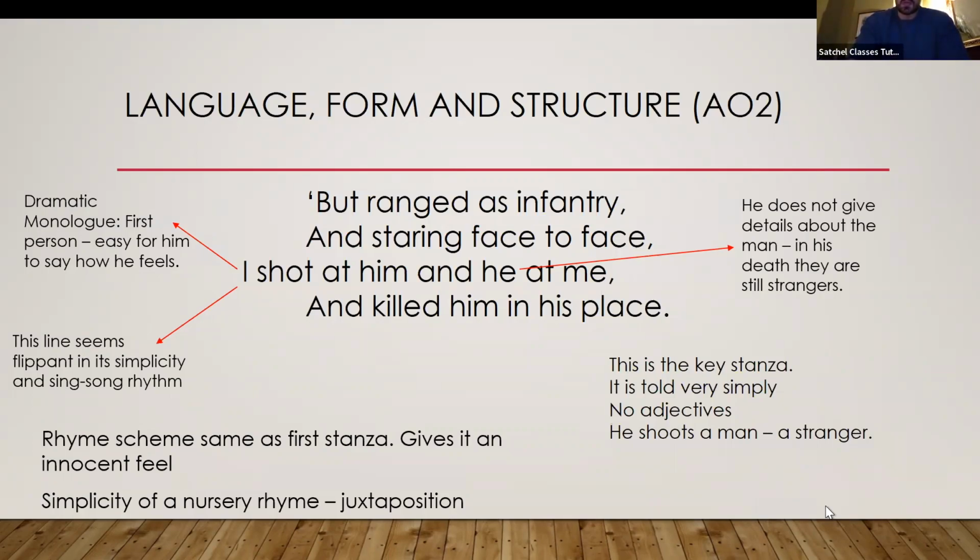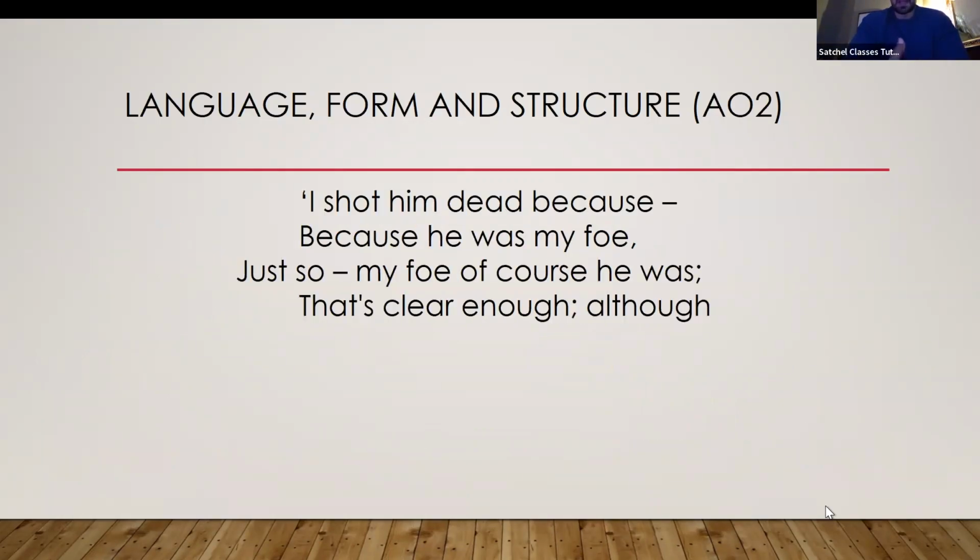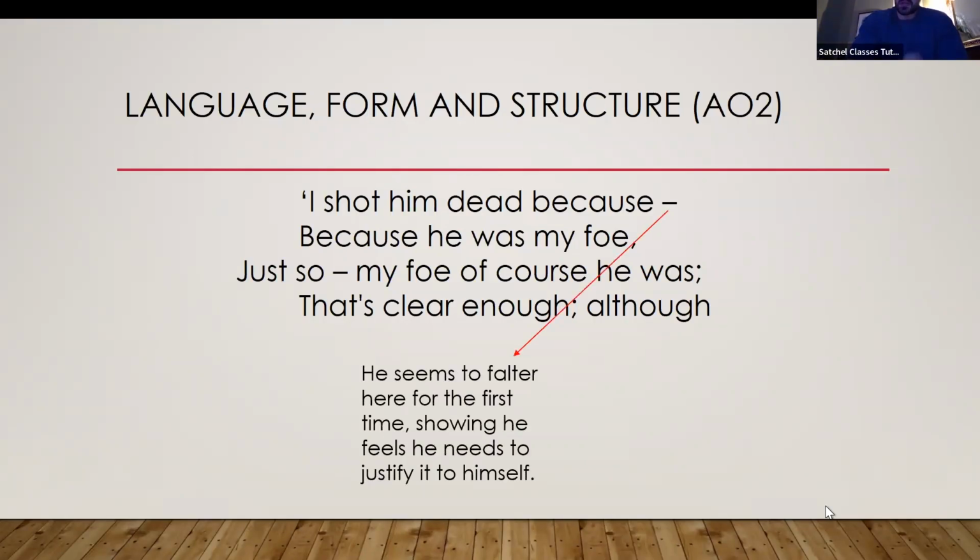And then he goes on to muse, as we'll see, essentially about why this has happened. "I shot him dead because he was my foe, just so. My foe, of course, he was. That's clear enough. Although..." And this dramatic monologue continues, it's almost like this persona is talking through his thoughts. And we see the first faltering here due to this hyphen and then the repetition of the word because, as he can't really justify why he's killed him. I shot him dead because, and then that hyphen represents this pause of thought. Well, why did I kill him? Well, because he was my foe, or because he was my enemy. But he can't think of any other good reason as to why he actually killed this man, to justify the taking of another life, simply because they were an enemy in war.